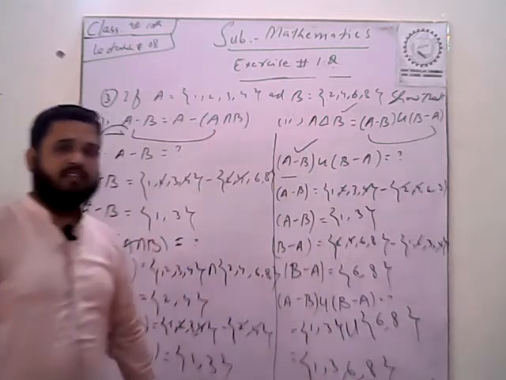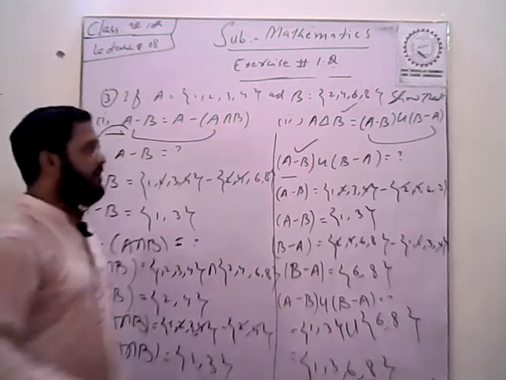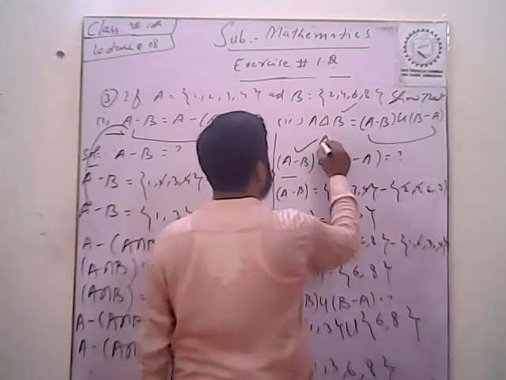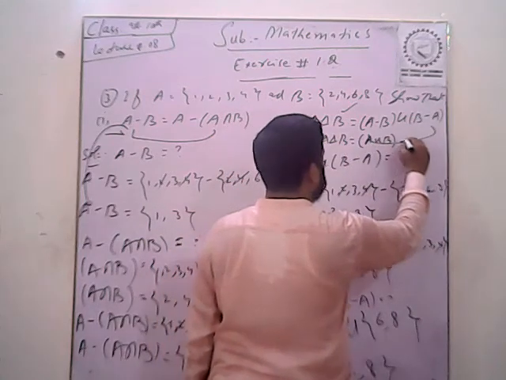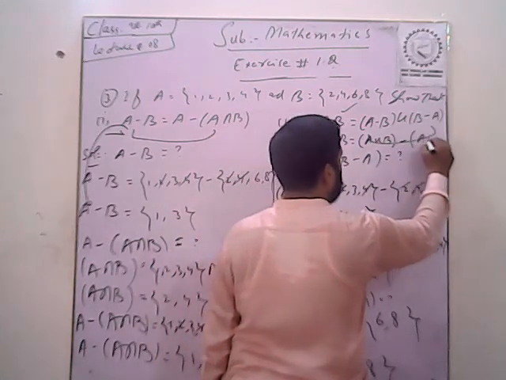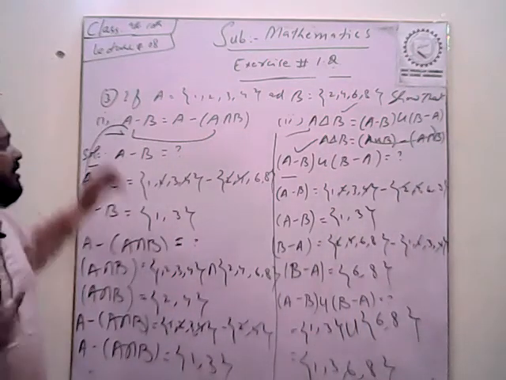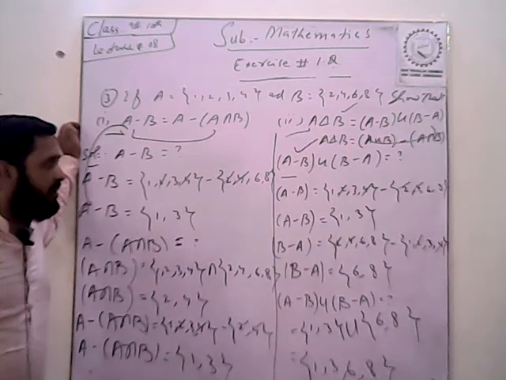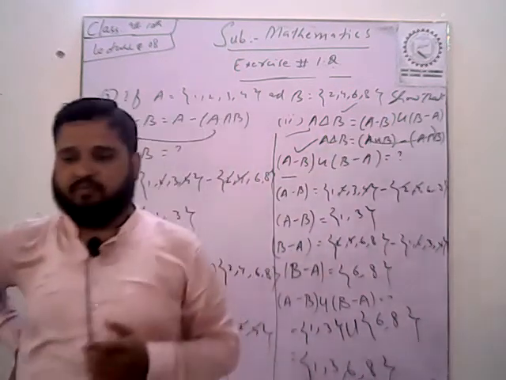Then you can find similarly A symmetric difference B. So A symmetric difference B is equal to A union B minus A intersection B. So you can find similar values, and that answer will be equal to these values. So this question is completed.